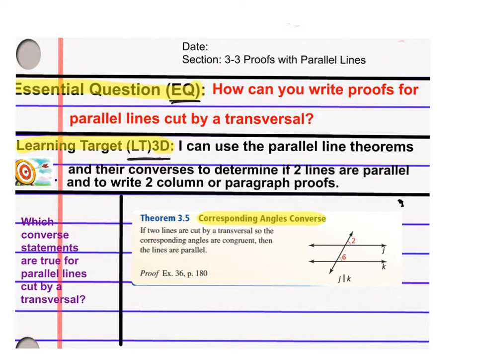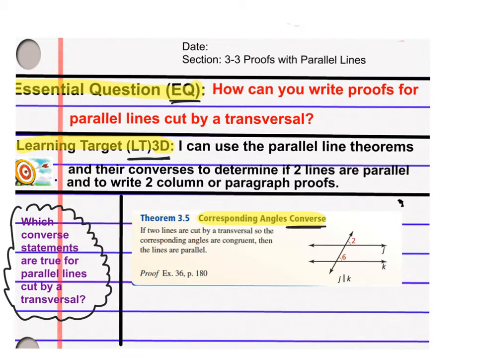We're on learning target 3D. I can use the parallel line theorems and their converses, and we'll remind you about what the converse is, to determine if two lines are parallel and to write two column or paragraph proofs. So which converse, my question here is, which converse statements are true for parallel lines?